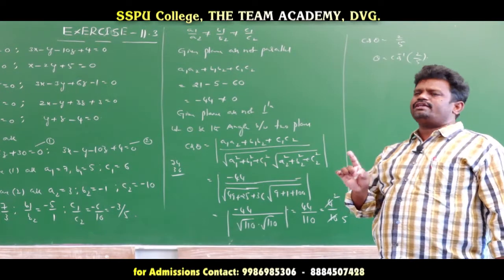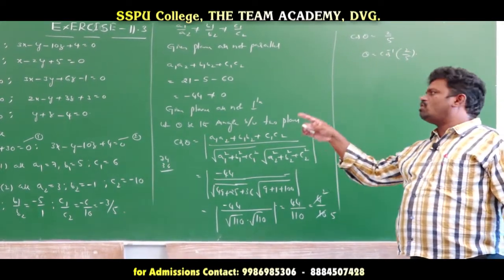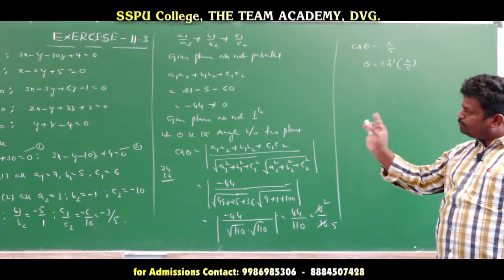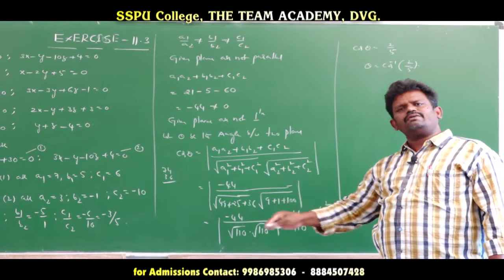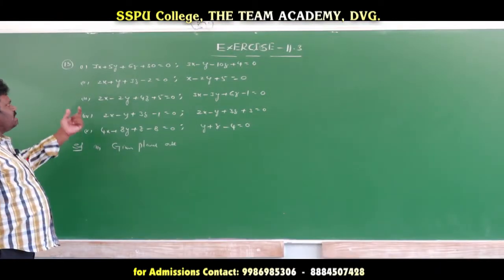First we verify the parallel condition. Parallel is not possible. Perpendicular is not possible. If neither is possible, then we find the angle between the given planes. But if any one of the conditions is satisfied, you stop the process there. Right. The second question is the same as this one.